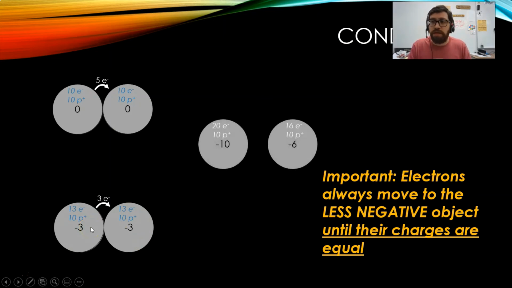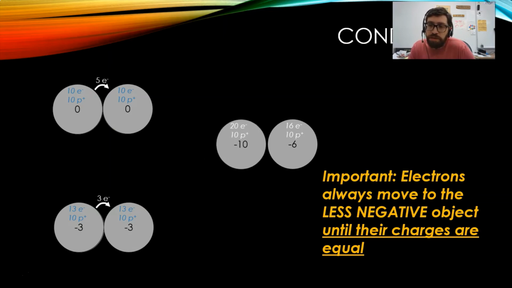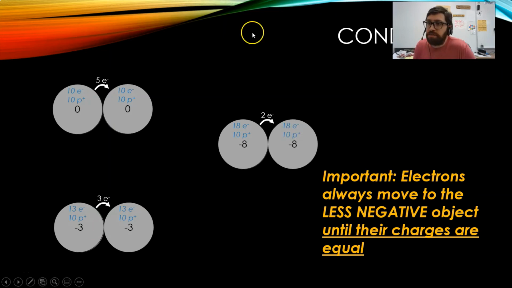Here's another one. -10 on the left, -6 on the right. Pause the video, predict what's going to happen and what the final charges are. All right, so we push them together. 2 electrons go over. The one on the left ends up at -8 because it has 18 protons now, having lost 2. The one on the right will gain those 2 and end up the same thing, -8.